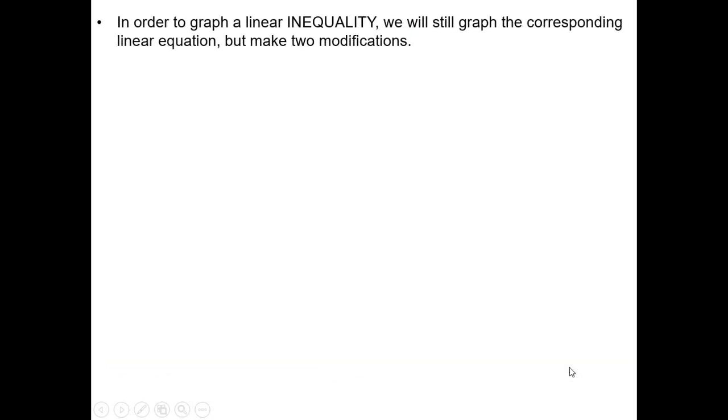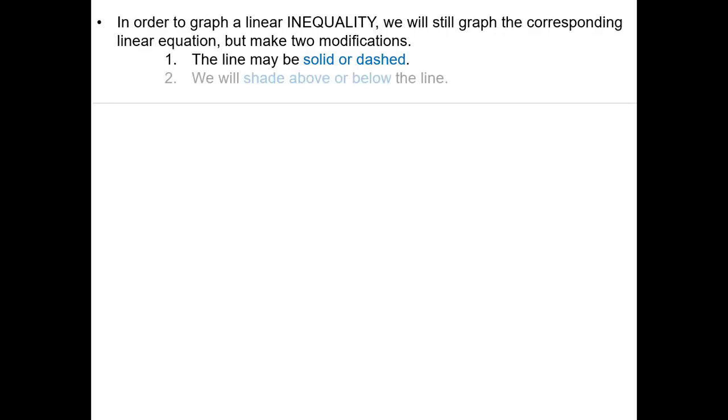Now let's take a look at what happens when we have an inequality. In order to graph an inequality, we're simply going to graph the corresponding linear equation, but we're going to make two modifications. The first thing is that sometimes the line will be solid, and sometimes the line will be dashed. Sometimes we're going to shade above the line, and sometimes we're going to shade below the line.